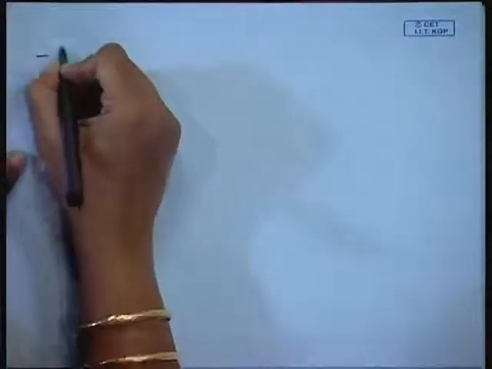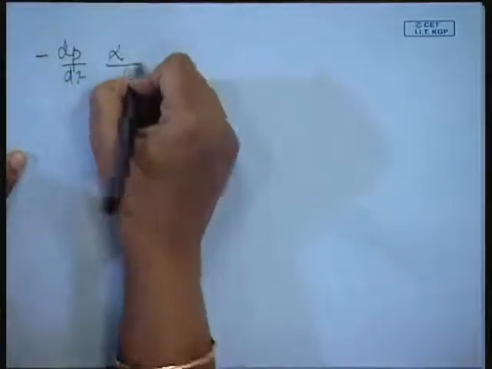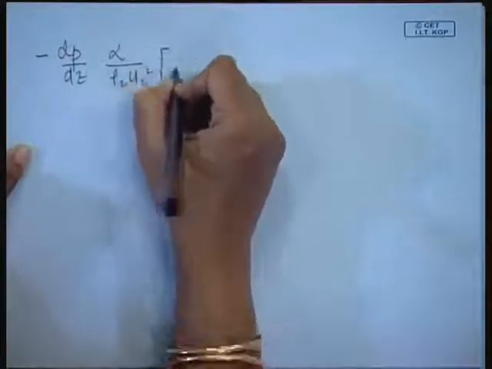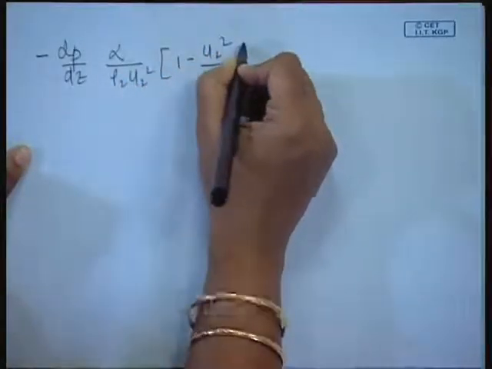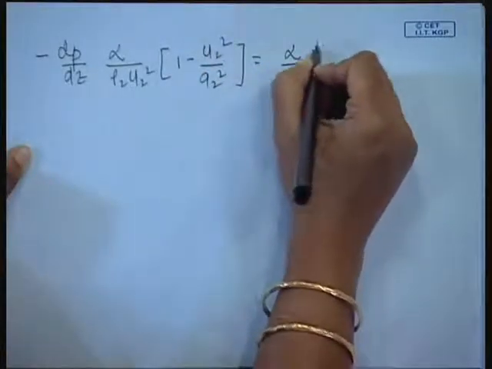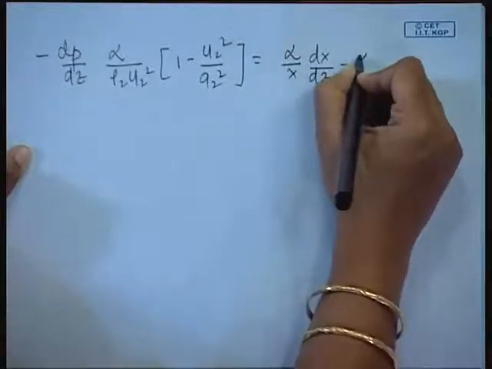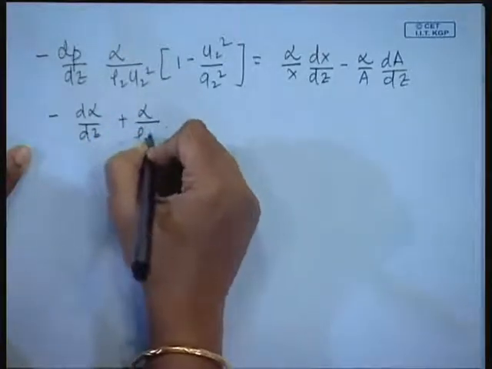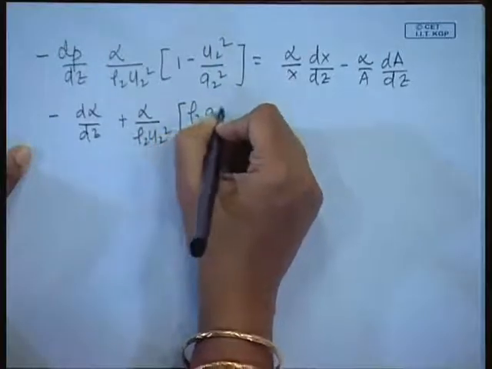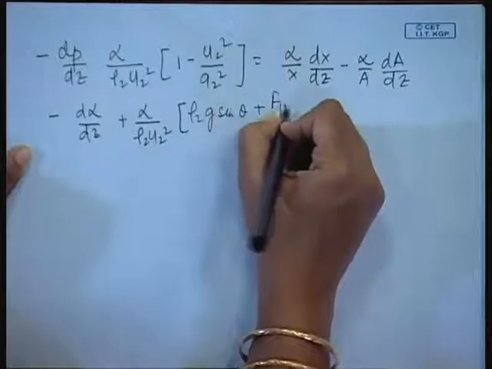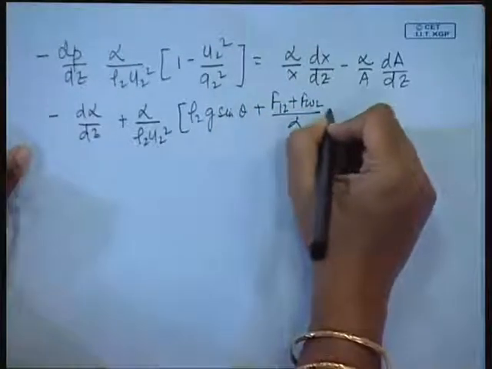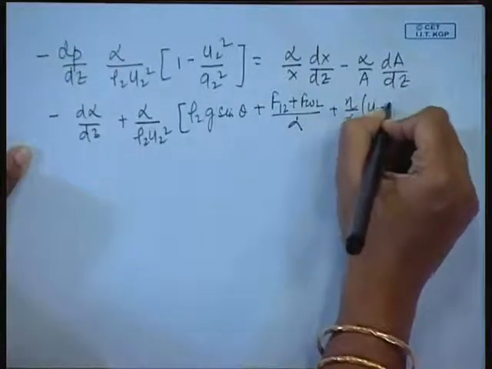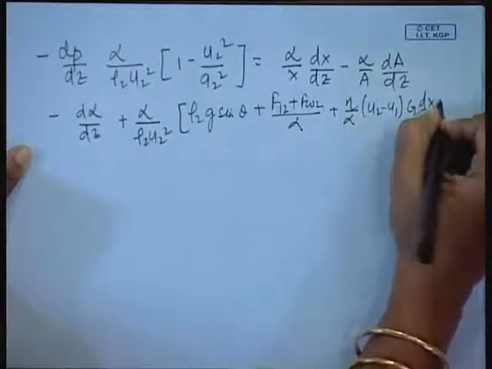So, for that case, what we are going to get is minus dp dz, alpha by, we are just multiplying one equation by this, equal to alpha by x dx dz minus alpha by A dA dz minus d alpha d z plus alpha by rho 2 u 2 square, again rho 2 g sin theta plus whatever was there inside, that will remain intact, u 2 minus u 1 G dx dz.